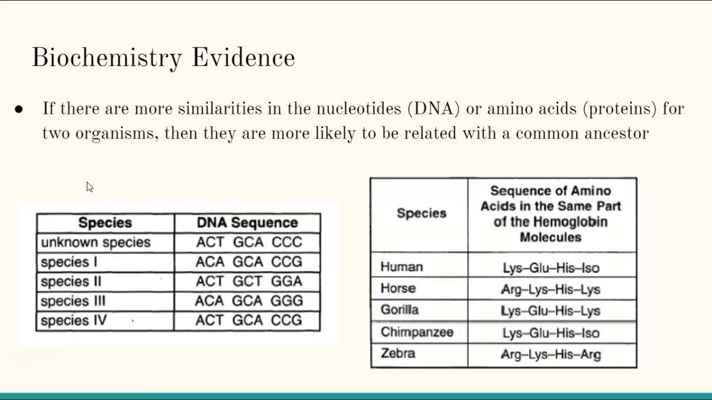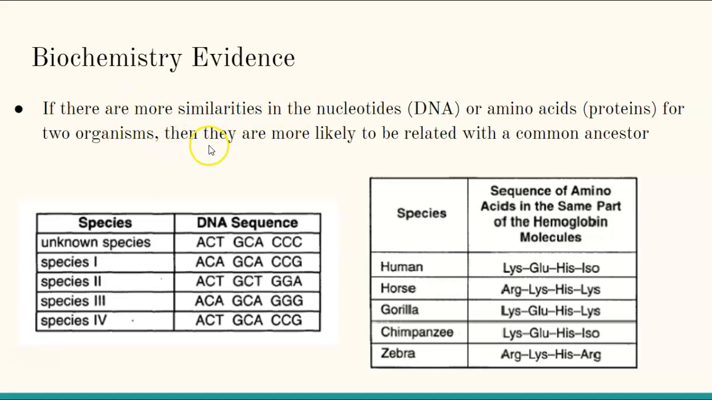And last, but certainly not least, the biochemistry evidence. And this is talking about DNA. So I'm sure that at this point you have figured out the trend. If there are more similarities, in this case in the DNA or the amino acids, then they're more likely to be related with a common ancestor, right? The more similarities, the more likely to be related. That's true for all of this evidence that we've talked about. So this is nothing new. Hopefully you're familiar enough with this at this point to put that piece together.